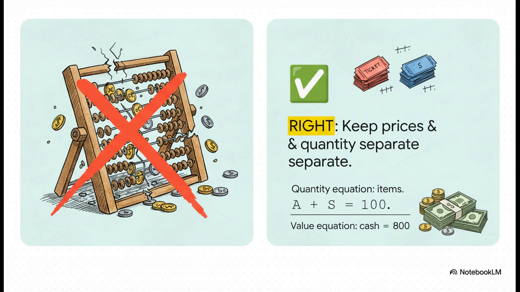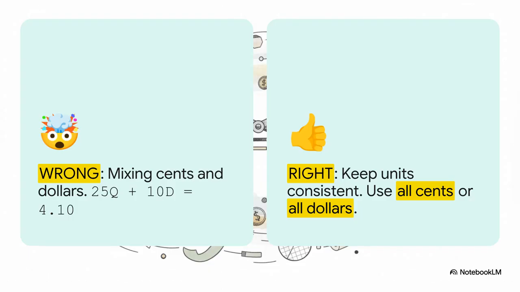Keep them separate. And the second trap is something I like to call decimal drifting, and you see it all the time with coin problems. The mistake in the wrong example is that it's mixing units. It's using cents, 25 and 10, but the total is in dollars, 4.10. You have to be consistent. Either do the whole thing in dollars or do the whole thing in cents like we did with our hack. Just don't mix and match.